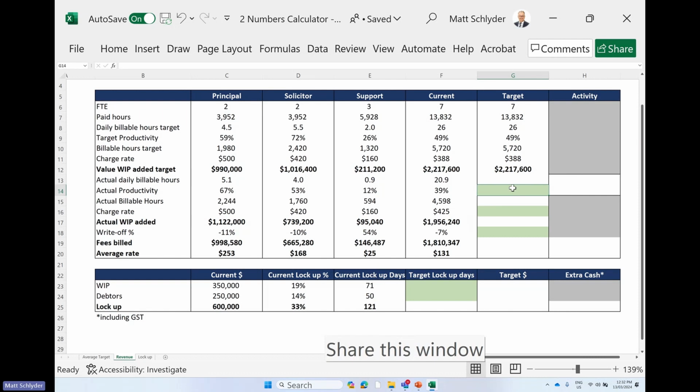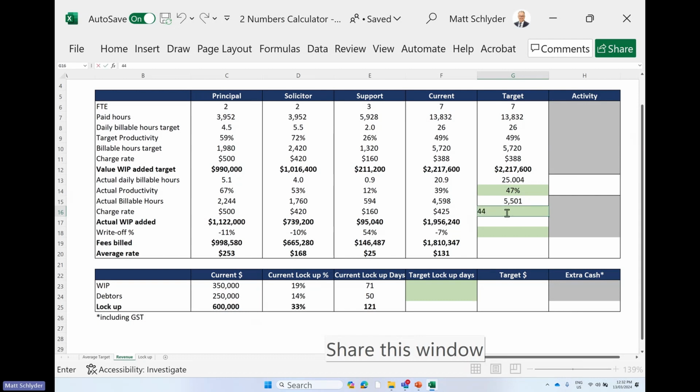But let's say their average productivity, instead of it being 39% across the board, we got that to 47%. So what that means is that on average for this firm, less than 50%, so at 47% of the hours that people are available to work, they're the only amounts that are getting put into timesheets. So it's still very, very low. What that gives us is an increase in our billable hours. So it means we've got more hours being billed into WIP.